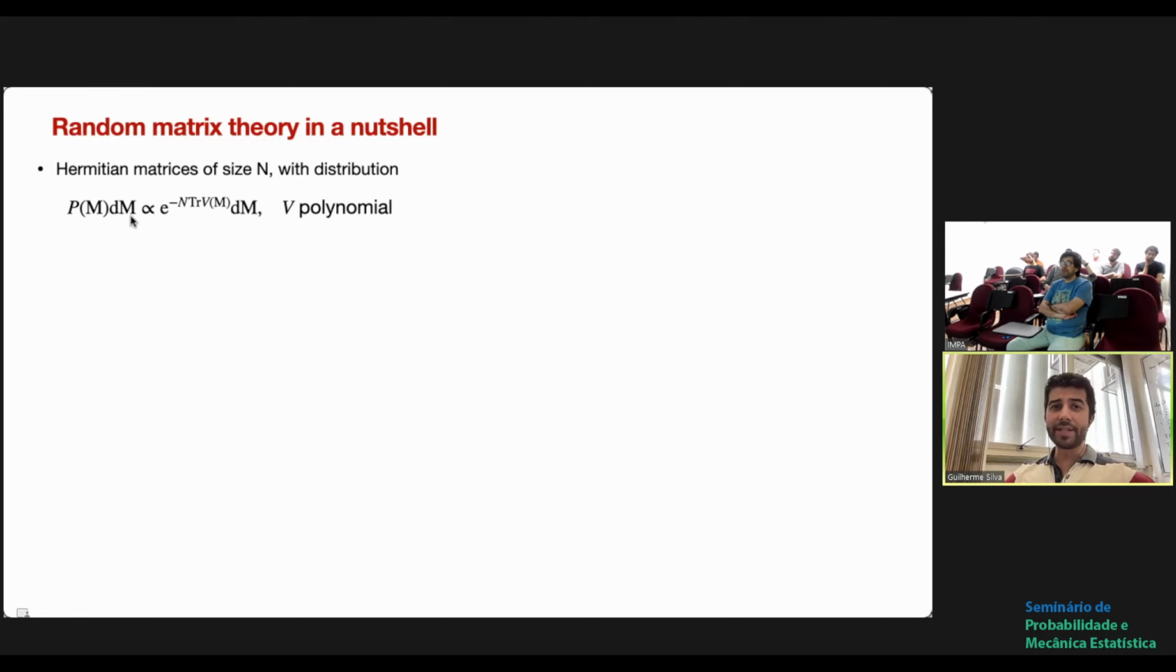So you look at your matrix M as a bunch of random variables. The entries are random variables. The matrix can be complex, so we just look at real and imaginary parts as random variables, and this lives in a high-dimensional Euclidean space. Then you impose on this Euclidean space a Gibbs measure, where dM is just the Lebesgue measure on this high-dimensional Euclidean space.